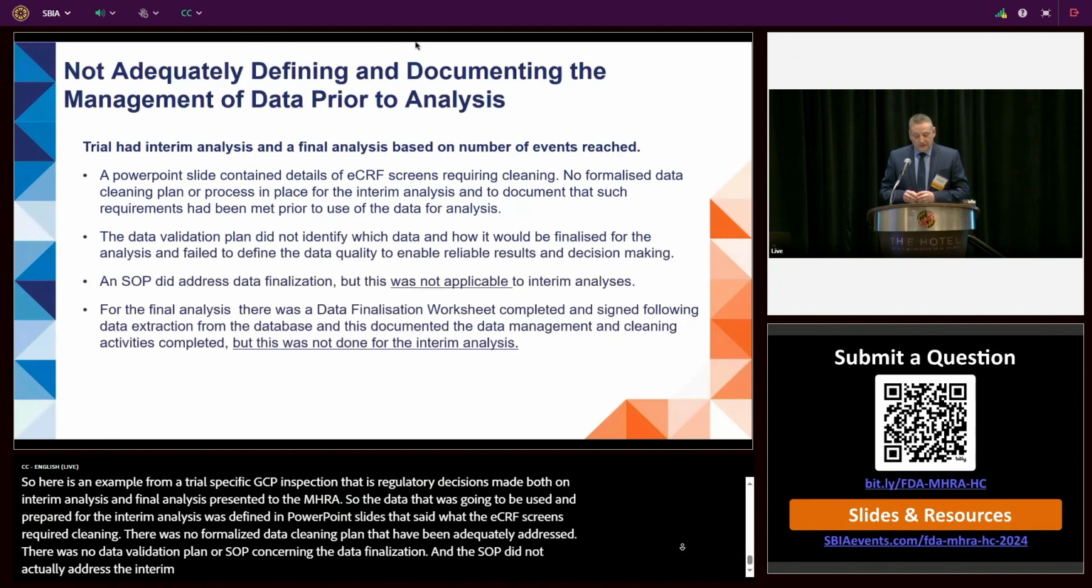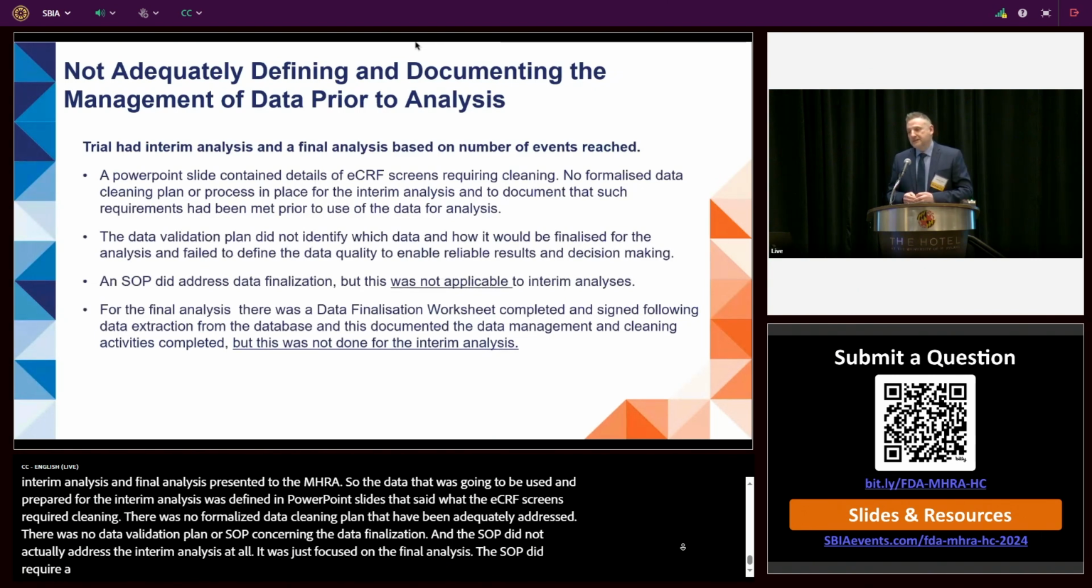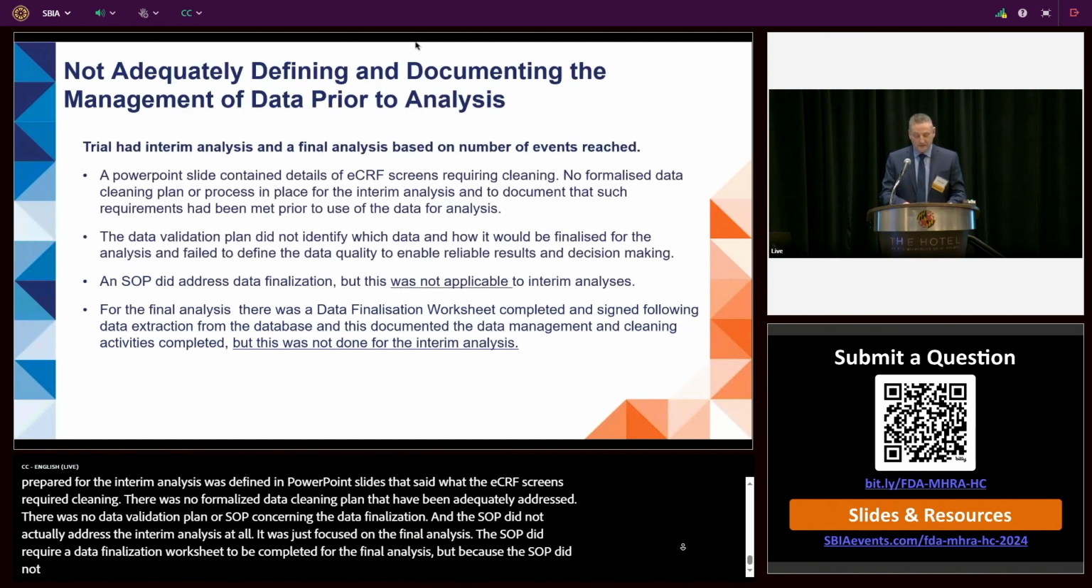It was just focused on final analysis. The SOP did require a final data finalization worksheet to be completed for the final analysis, but because the SOP didn't apply to the interim analysis, there wasn't one done, so we couldn't see what activities had been done for the interim analysis data.